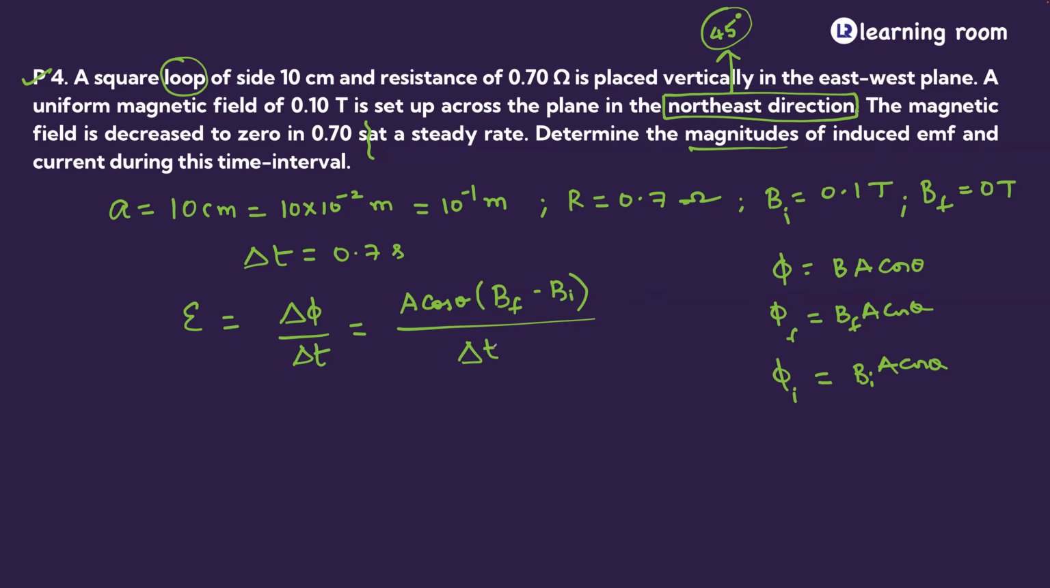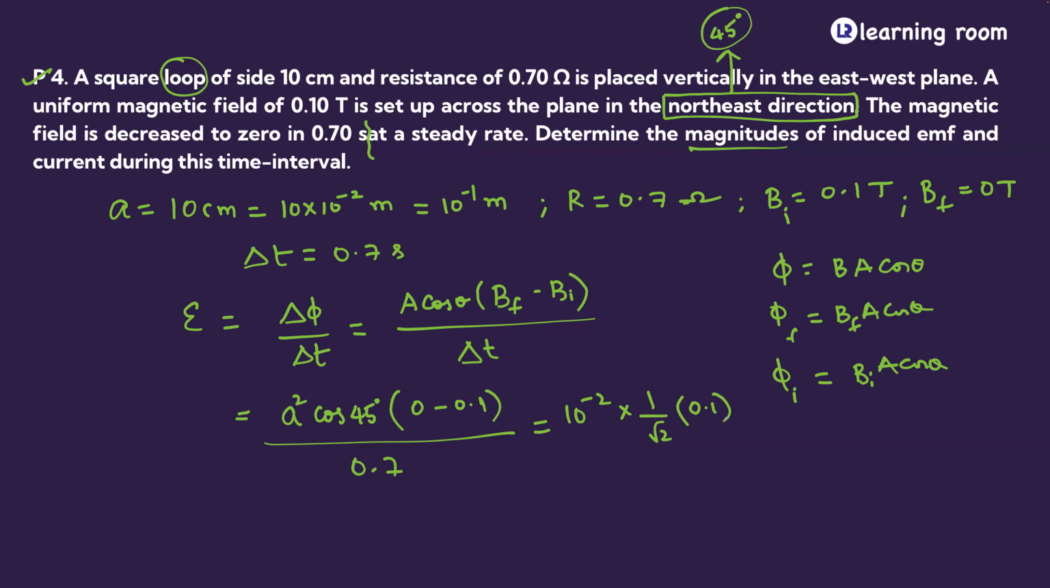Now, they told it's a square loop, but they gave only the side. So for a square loop, what is going to be the area? It is going to be A square, and cos of how much should I write? 45 degrees into B final is how much? 0 minus what is the value of B initial? 0.1, the whole divided by 0.7. Am I right? So A square means how much? A is 10 power minus 1. A square will be 10 power minus 2 into cos 45 is 1 by root 2 into this value is going to be 0.1. I am ignoring the minus sign because again it is magnitude. The whole divided by 0.7.